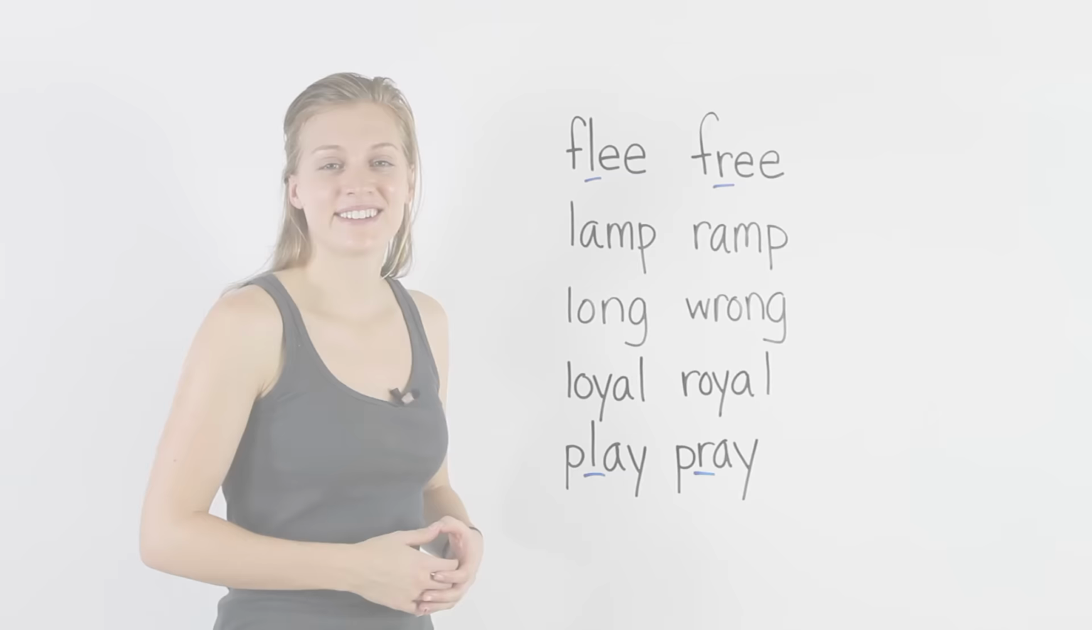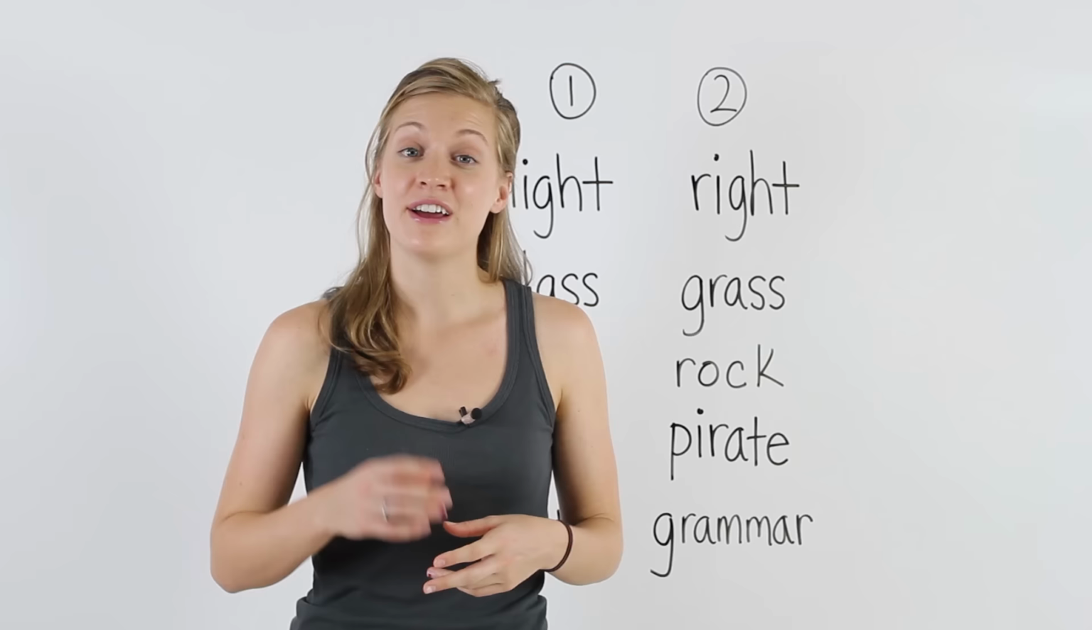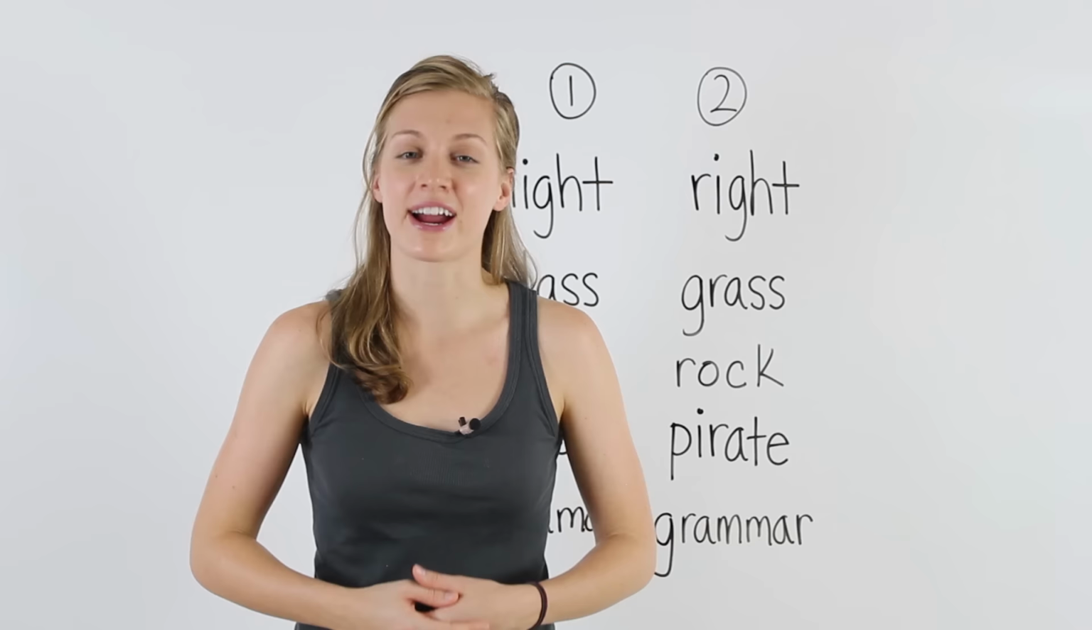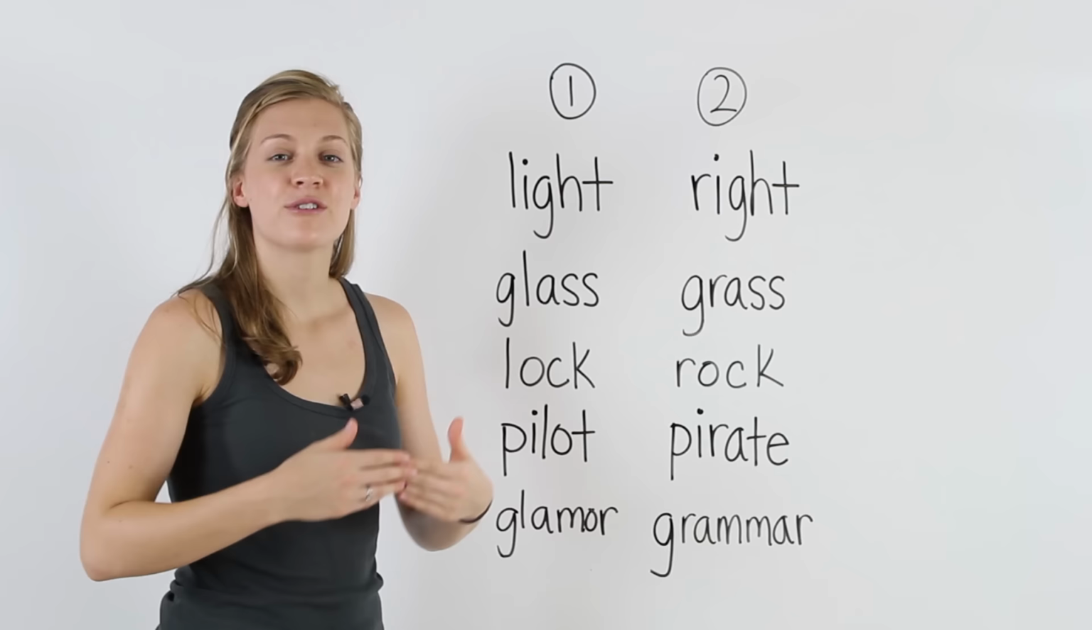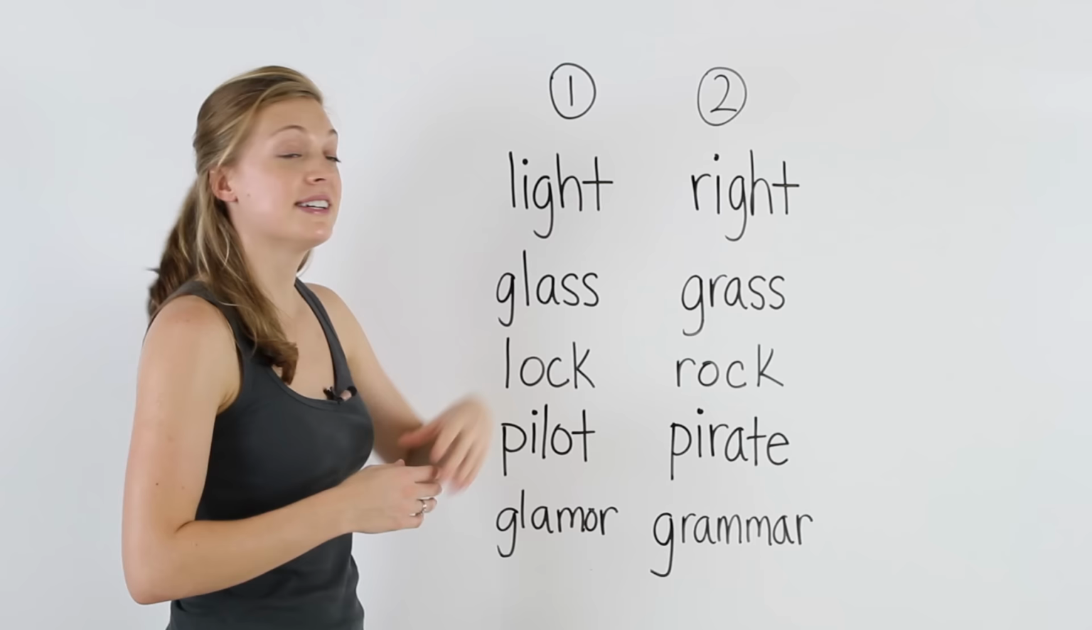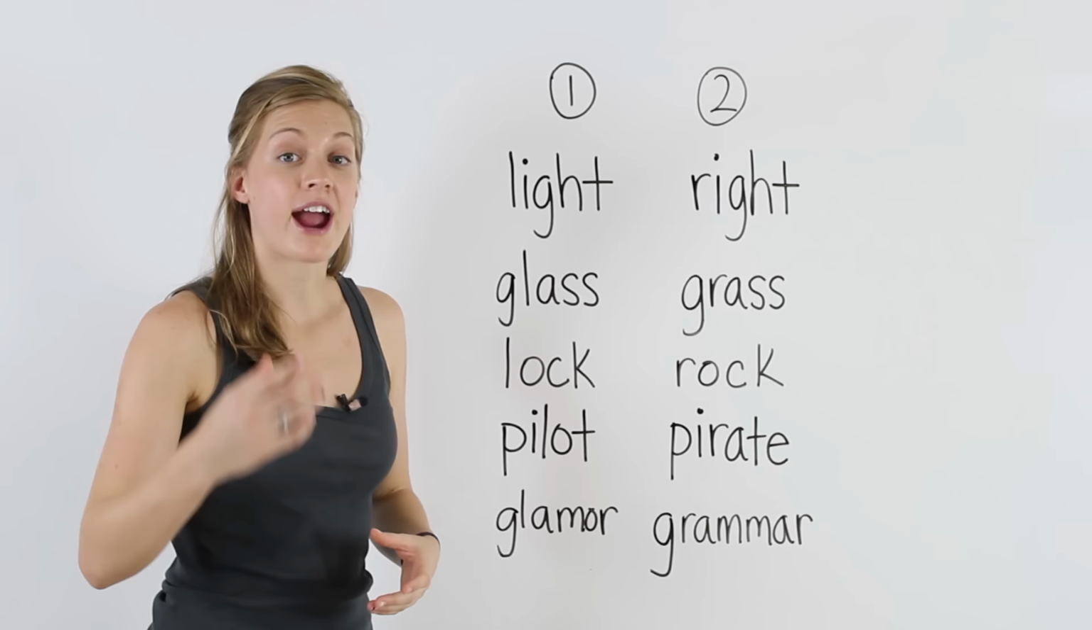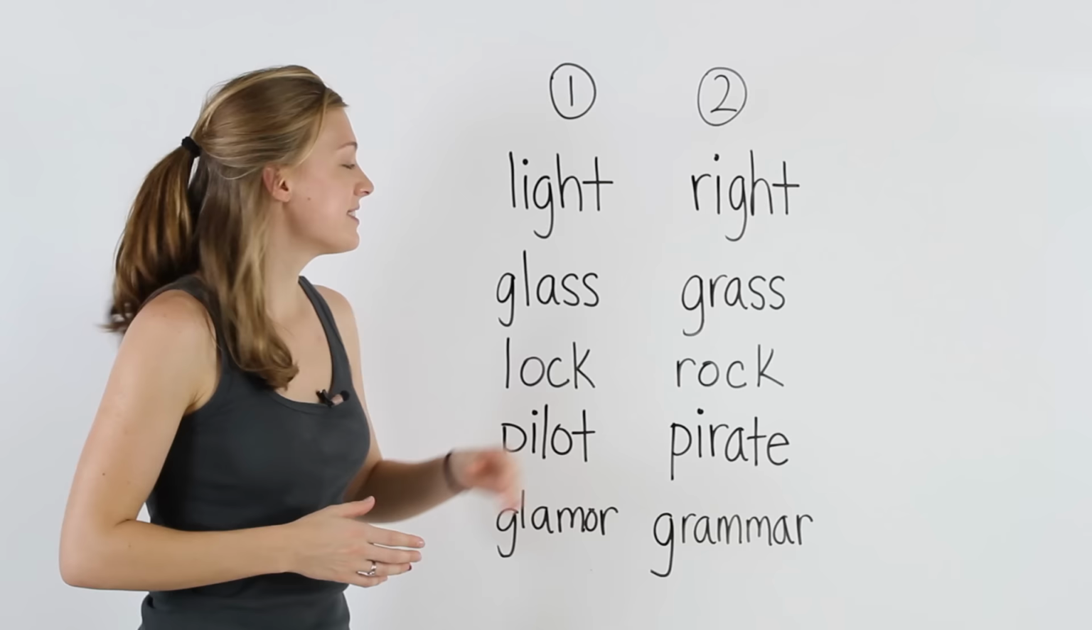Now let's take a test. There will be a choice between two words. You listen carefully. I'll say a word and then you choose the correct answer. First we have light, right. Listen carefully. Right. Right. The correct answer was right. Next, glass, grass. Listen again. Grass. Grass. The correct answer was grass.